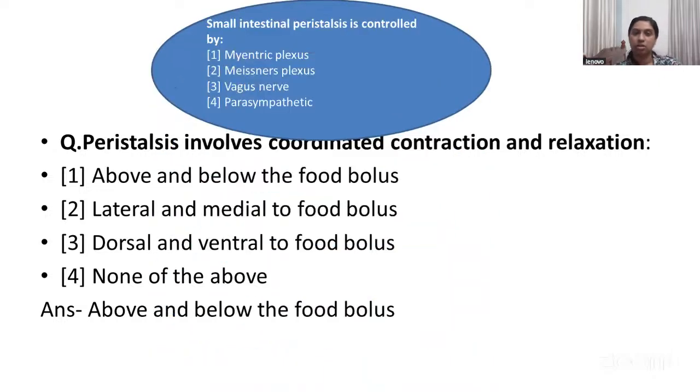Okay. Another question is, small intestinal peristalsis is controlled by what? The lower part of the esophagus as well as the intestinal movements are controlled by the autonomic nervous system. Basically, the part of the autonomic nervous system that is situated in the GIT, which is called the myenteric plexus, or the Auerbach plexus, that we will discuss in another question.